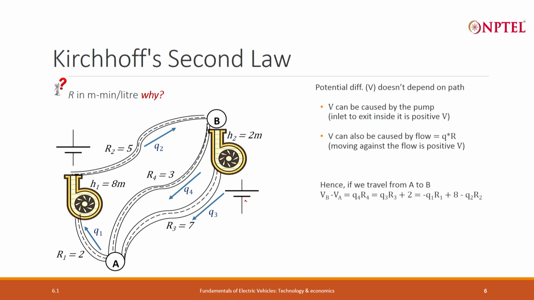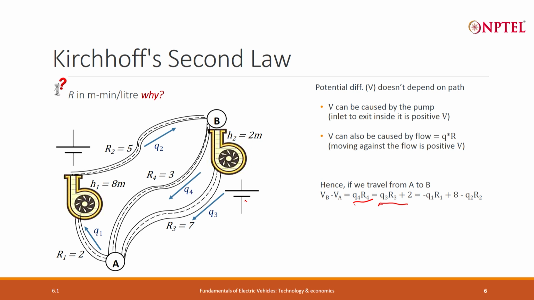So, if I use this knowledge, then if I take the middle path going from A to B, I am traveling against the flow. So, the potential difference will be a gain of Q4 into R4. That is what I have written here. And next, if I take the path on the right, again traveling from A to B, then I am initially going against the flow of current, the potential gain is Q3 into R3, and then I am traveling from the inlet side of the pump to the exit side of the pump, where a head difference of 2 meters is being created. So, the potential difference there will be this.